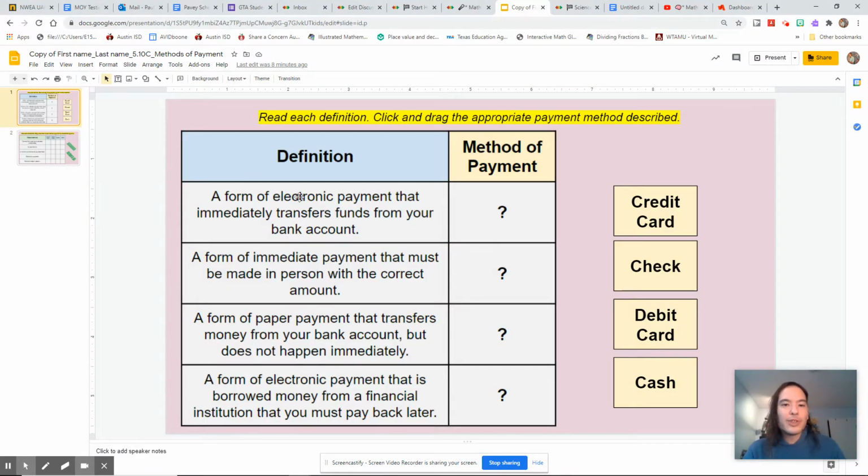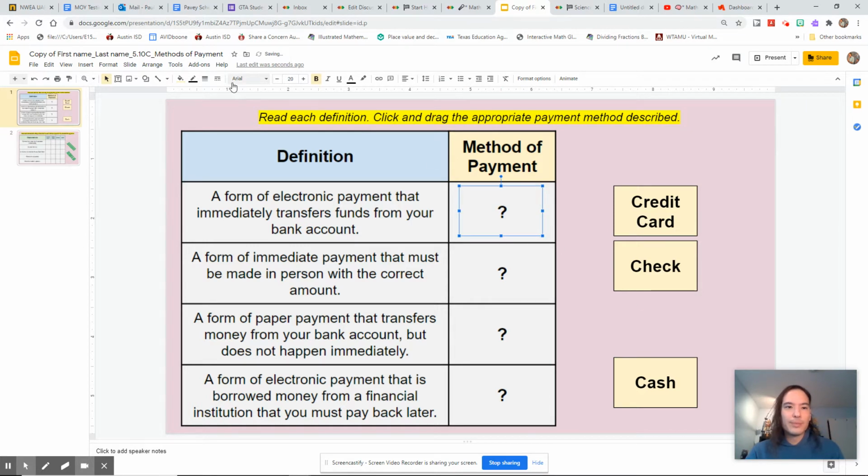All right, so an electronic form of payment that immediately excludes cash. Cash is not electronic. There's nothing about cash that's electronic. You cannot send cash to the internet. All right, so a form of electronic payment that immediately transfers funds from your bank account. Your money, electronic, your money, immediate. That sounds to me like you would put in your PIN and the money would transfer immediately. So that's a debit card. That's your money.